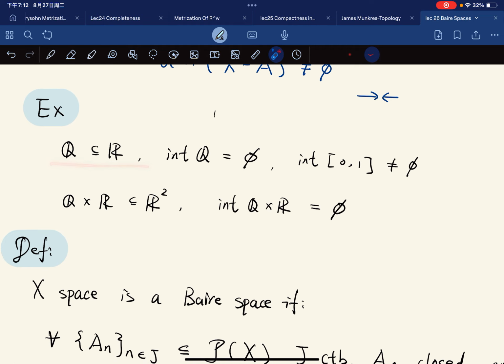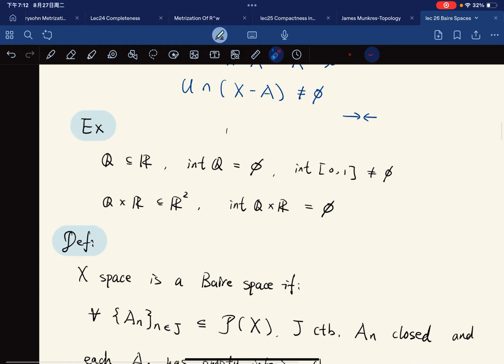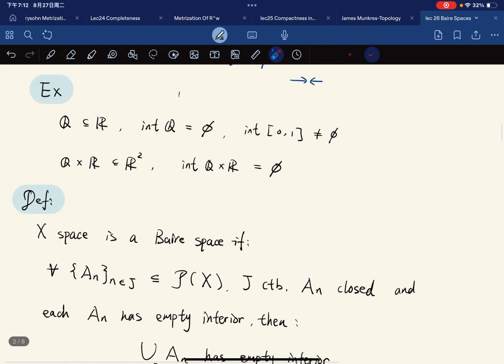So Q definitely has empty interior, right? Because the irrationals are dense in R, right? The irrationals are dense in R. And the interior of this is not empty, right? Because (0, 1) is contained in this. And Q times R has empty interior, right? Because the complement, which is the irrationals times R, is dense. Just some examples of empty interior sets.